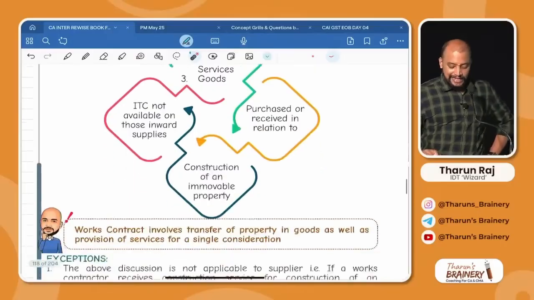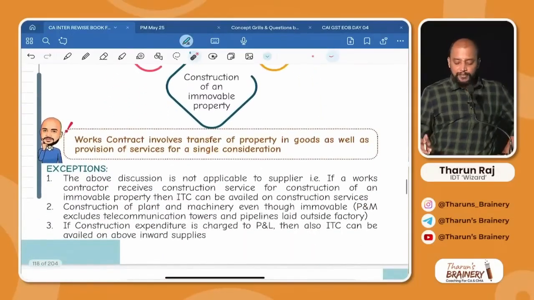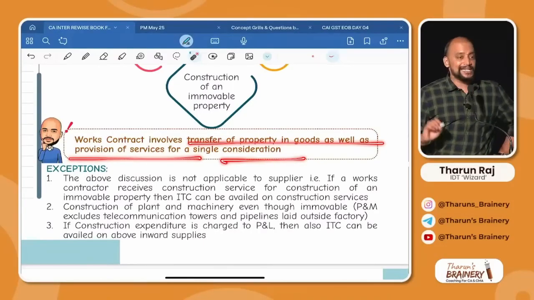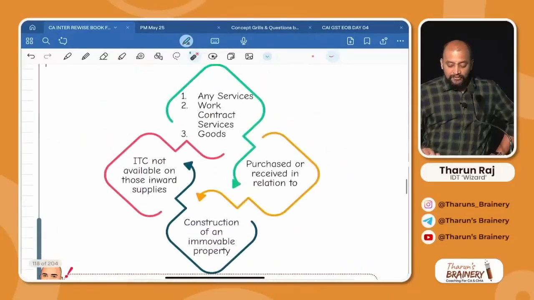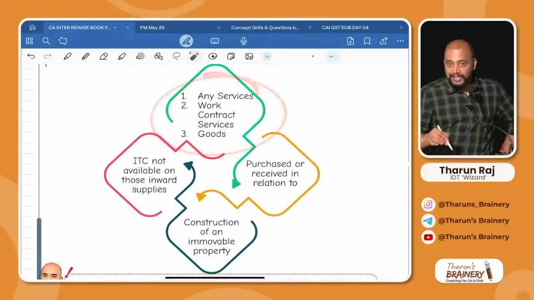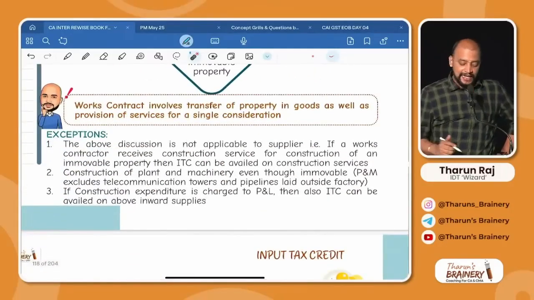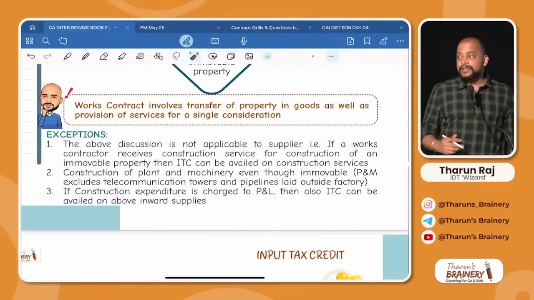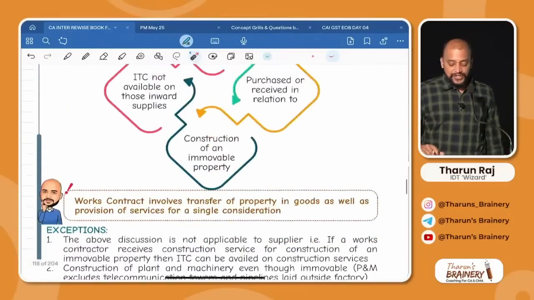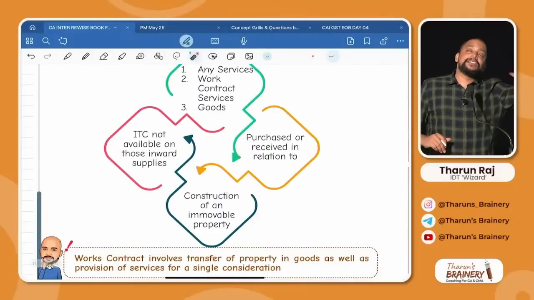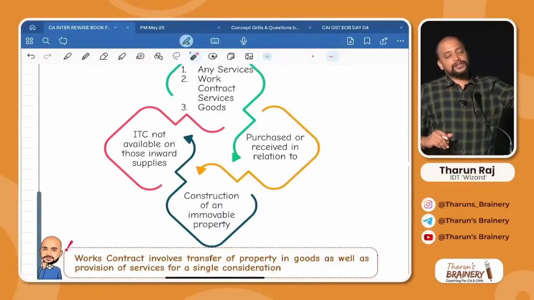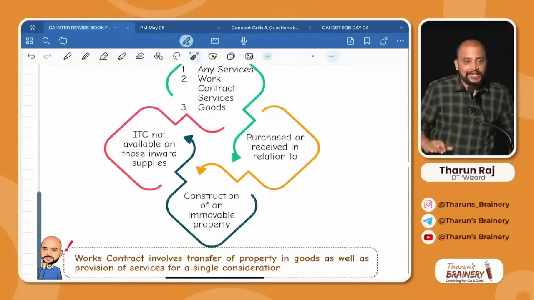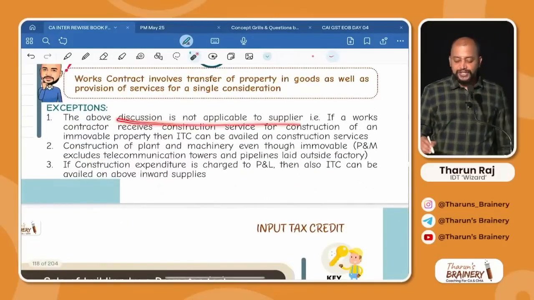Got it? These are the 3 blocked credits. And works contract means what? Both transfer of property in goods as well as provision of service for a single consideration. However, for these 3 blocked credits, we have 3 exceptions. Exception number 1, the above discussion is not applicable to a supplier. That is, only for the owner of the property, this restriction is applicable. If the supplier, that is builder, is purchasing works contract, receiving works contract service, or purchasing goods for construction, definitely he can take ITC. See that. The above discussion is not applicable to supplier.